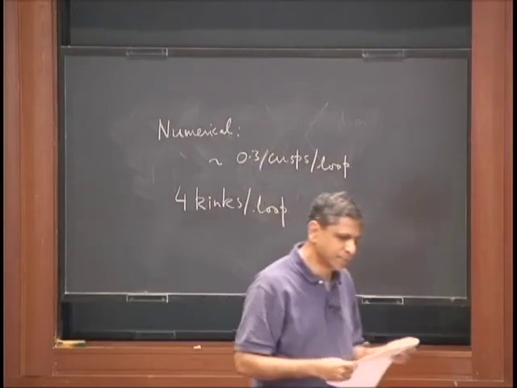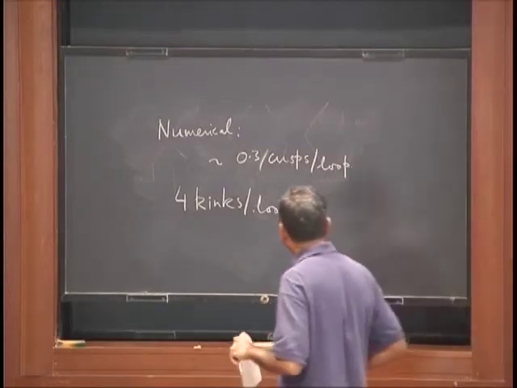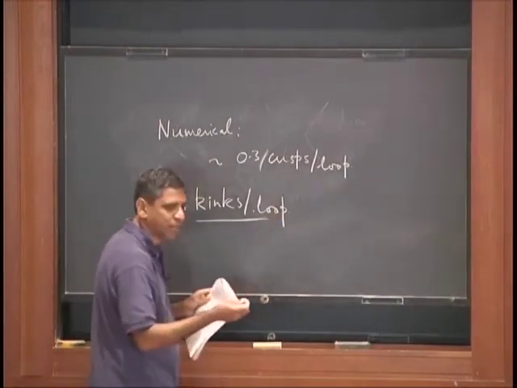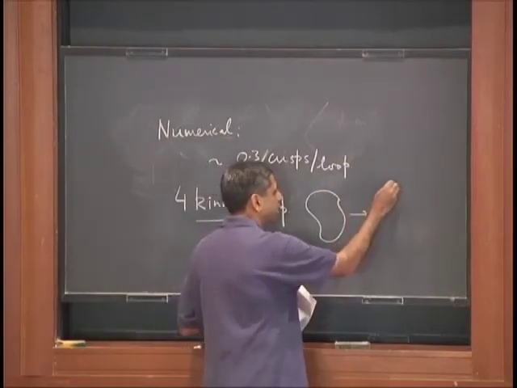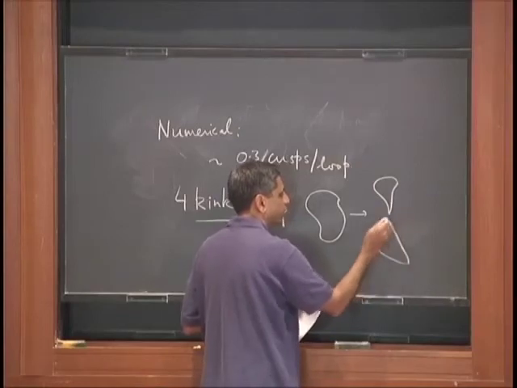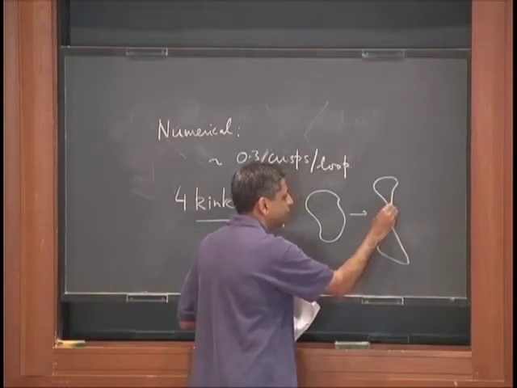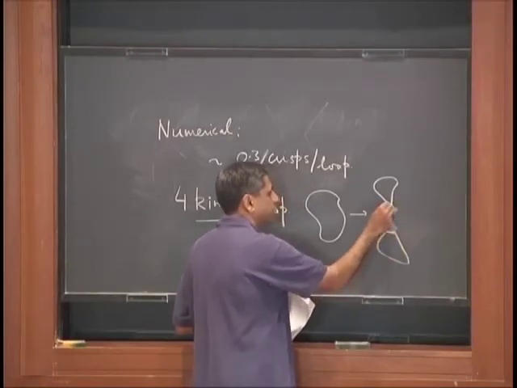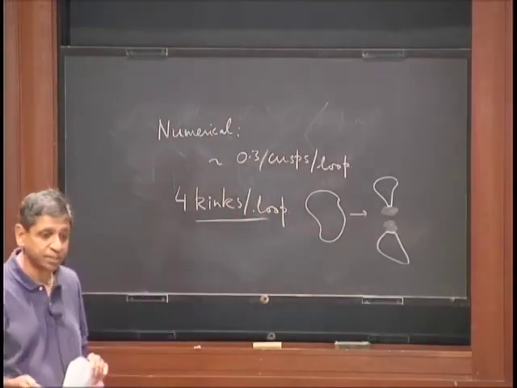And this is a tricky business because, as I'll explain, you can have a very sharp corner or you can have a very shallow corner. This 4 kinks per loop you can show by a simple argument. Let's start with a smooth loop and let's have it break into 2. But these 2 are really 2 kinks. So every intercommutation, every splitting of a loop, gives you 4 more kinks.